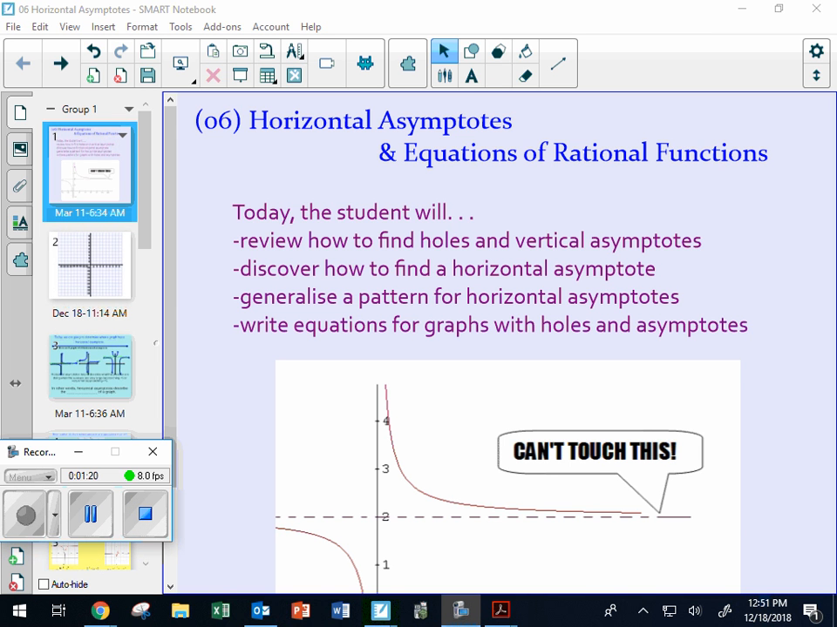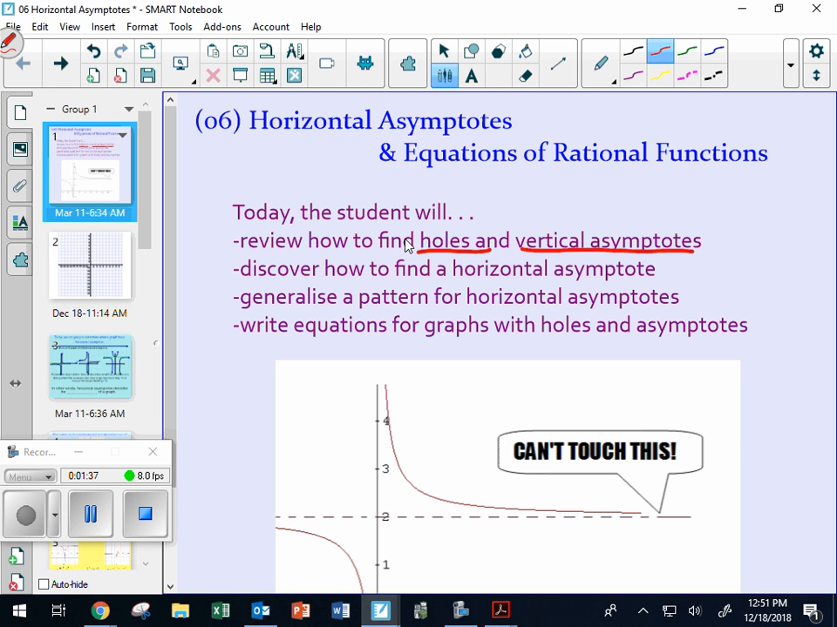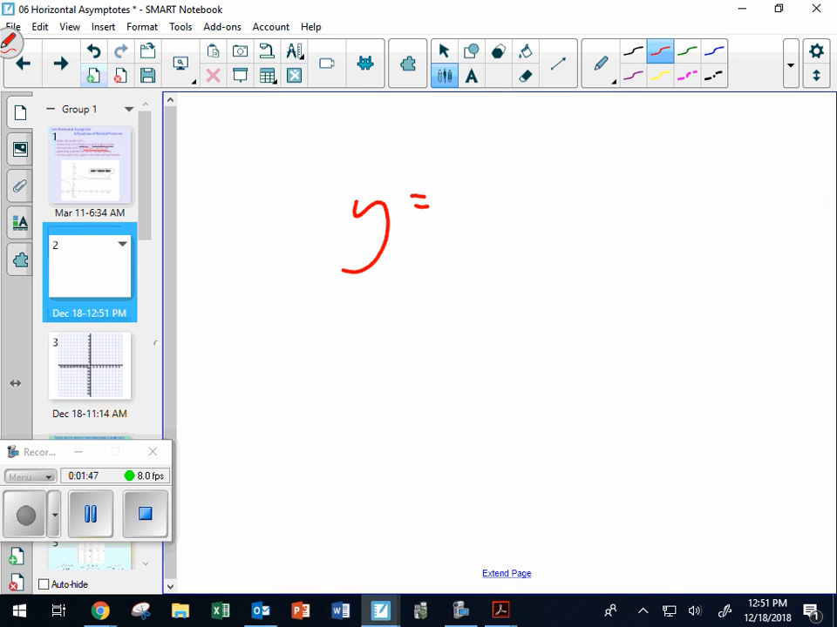All right. I want to make it clear why we're talking about horizontal asymptotes again, because you've done them. Because we have only done a certain kind. You guys have already talked about finding holes and vertical asymptotes, and we've done horizontals. But the horizontals that we did were always only a certain kind. They were only when the function would look like this.